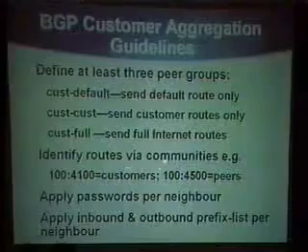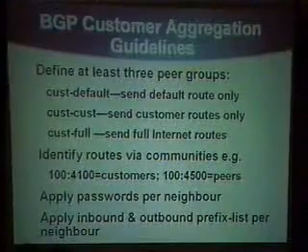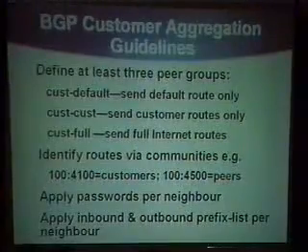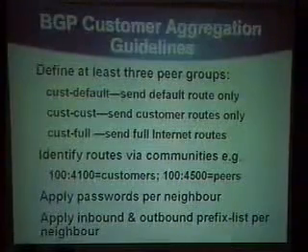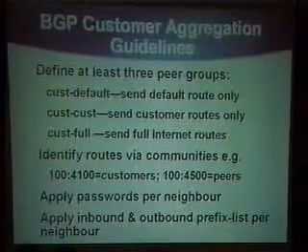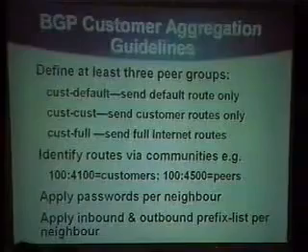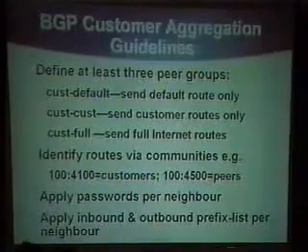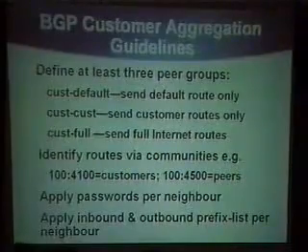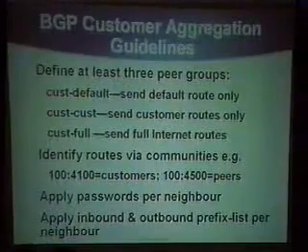Right? Identify routes via communities. For example, this community 100:4100 are all your customers. 100:4500 are all your peers. So all prefixes coming from your customers go in there. All prefixes coming from your peers go in here. And then when you're filtering elsewhere on the edge of your network, you filter according to these communities, rather than trying to keep AS filters up to date, prefix filters up to date, and anything else up to date. Right? It's really, really hard.